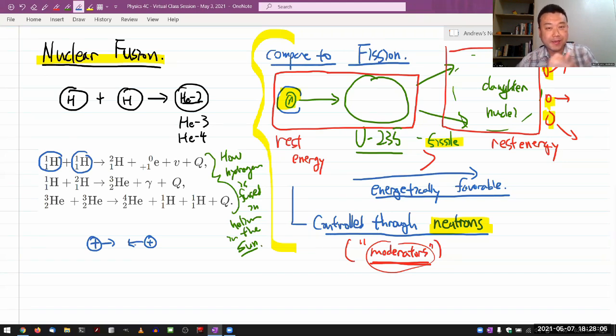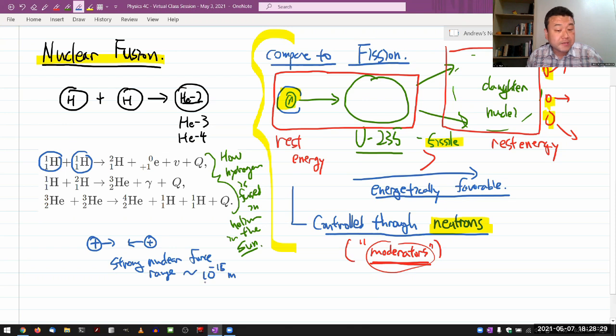And as we will talk in detail next week, nuclear force is a short-range force. The strong nuclear force has a range of around 10 to the minus 15 meter. That's about the size of the atomic nucleus. Outside of that, it starts to become negligible. So these two protons have to come within 10 to the minus 15 meter of each other before the nuclear force can take over the electromagnetic force that governs most of the other interactions that we are familiar with.